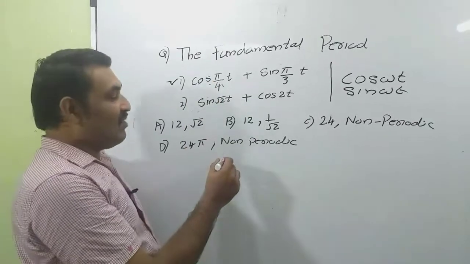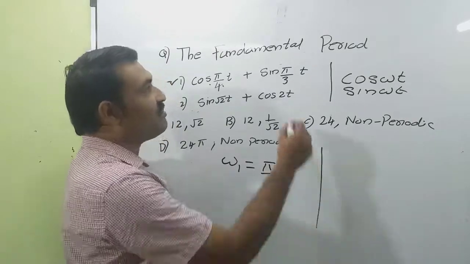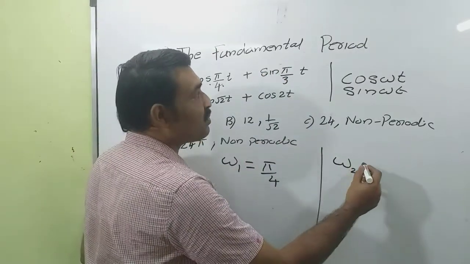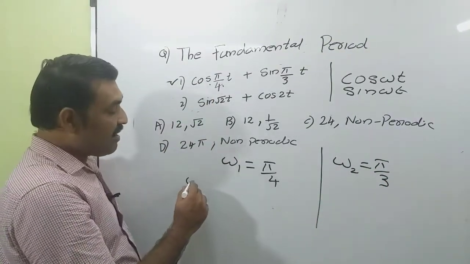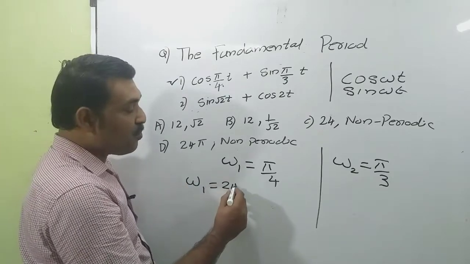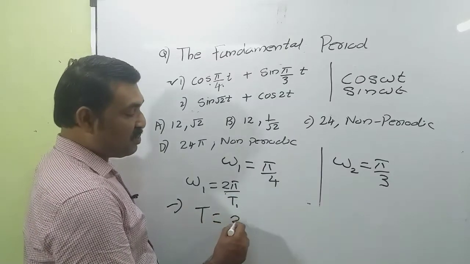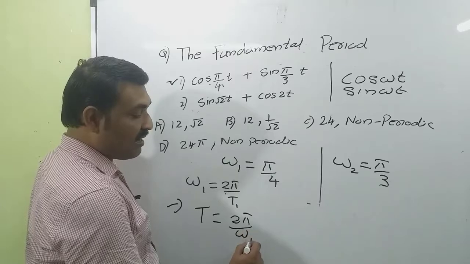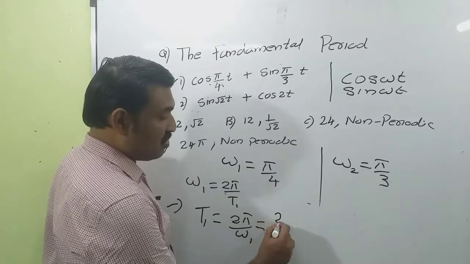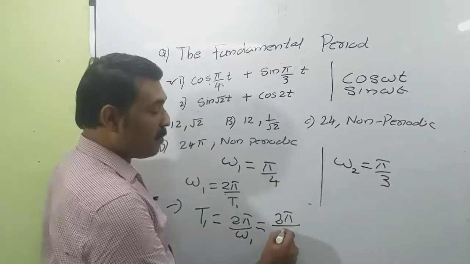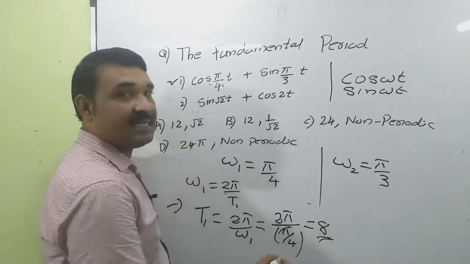So, from here, we can write omega 1 that is equal to pi by 4. From this term, we can write omega 2 that is equal to pi by 3. So, we know that omega 1 is equal to 2 pi by T1. This implies T1 is equal to 2 pi by omega 1. Now, substitute for the value of omega 1. We get T1 is equal to 2 pi divided by pi by 4. This implies T1 is equal to 8.